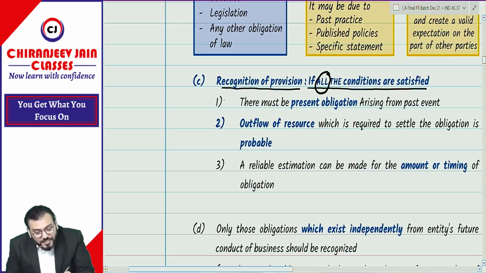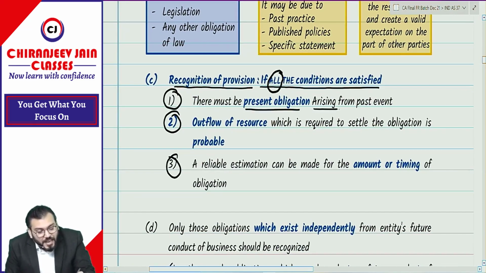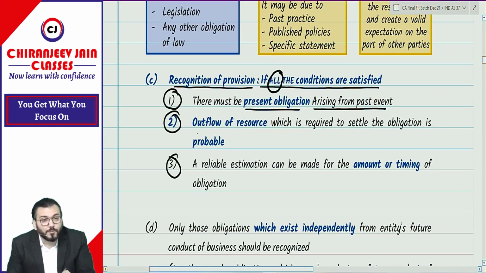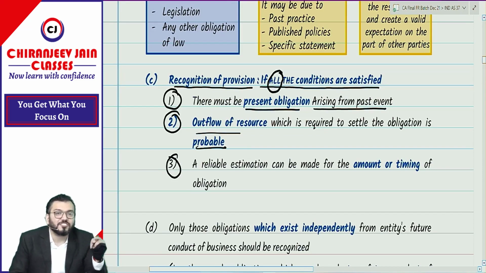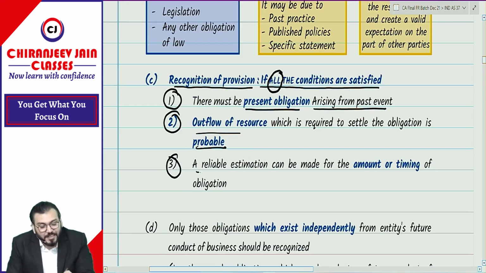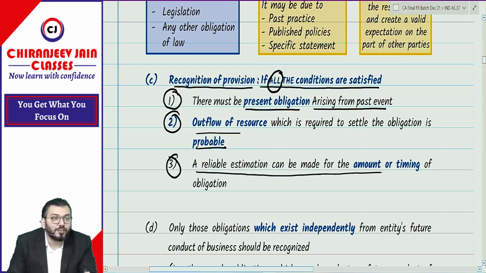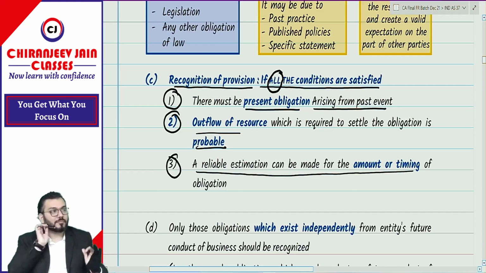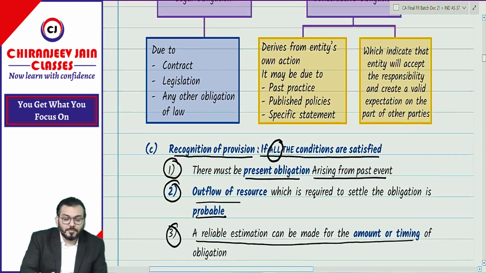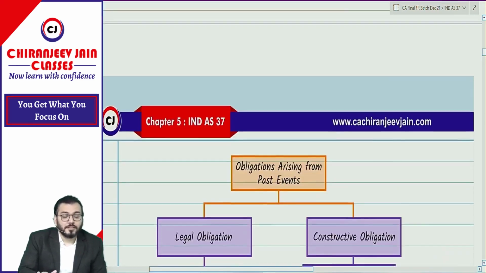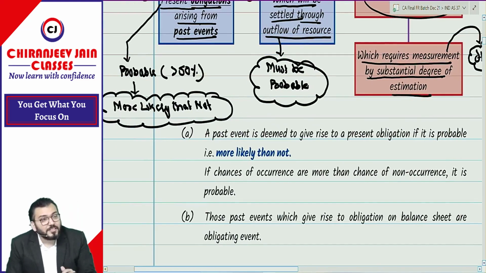So when all the 3 conditions are satisfied, point number 1, 2, 3, already we have said: there must be present obligation arising from past event. Outflow of resource which is required to settle the obligation must be probable. Probable means chances are more than 50%. A reliable estimation can be made for the amount or timing of obligation. How to estimate? Coming soon. Understood? Any doubt?